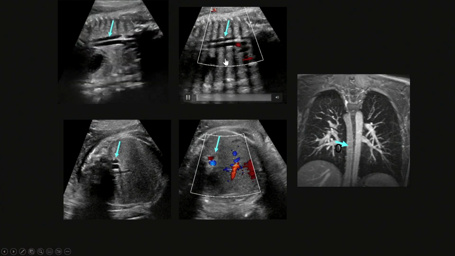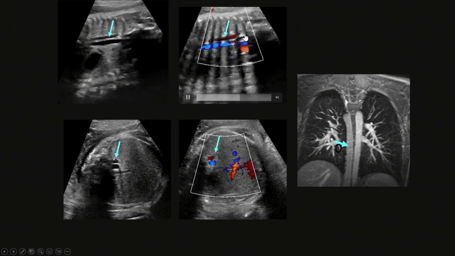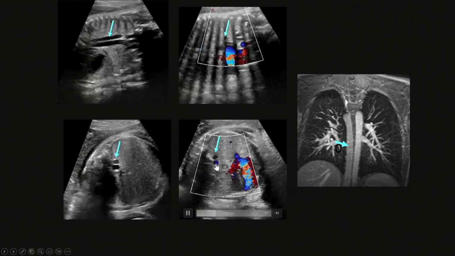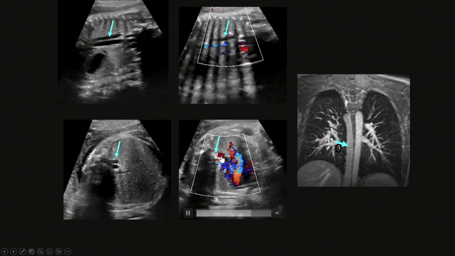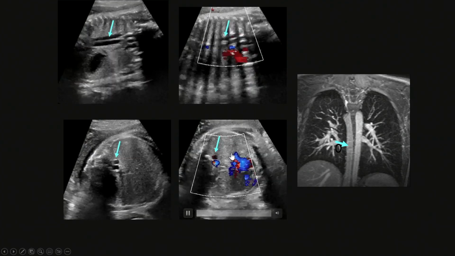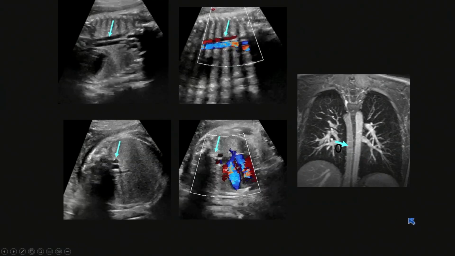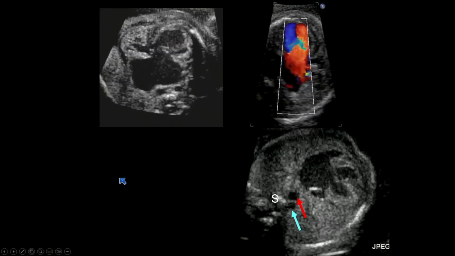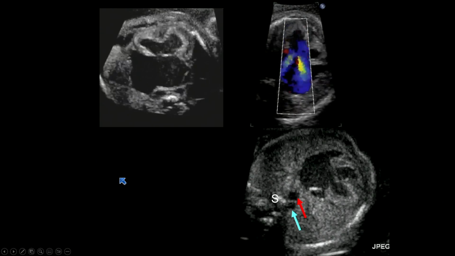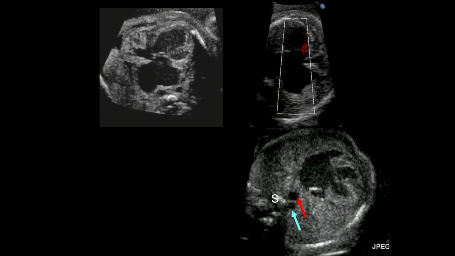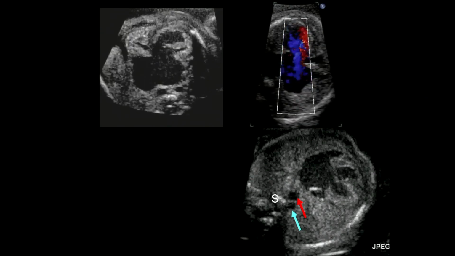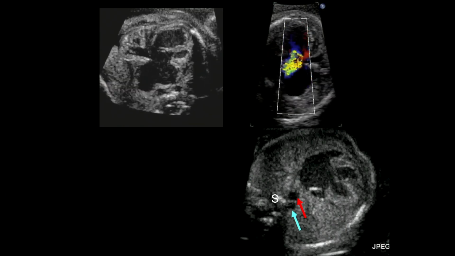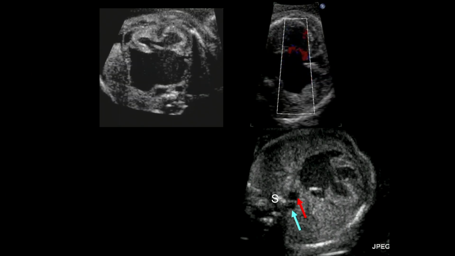Here we follow it. So again, pointed out, this is short axis view. So we go up and we see it's actually entering the SVC, and we can also do MRI if you want to, but we actually do it because we would like to have more information about the lungs if we have TAPVC, if there is any signs of lymphangiectasia before birth.